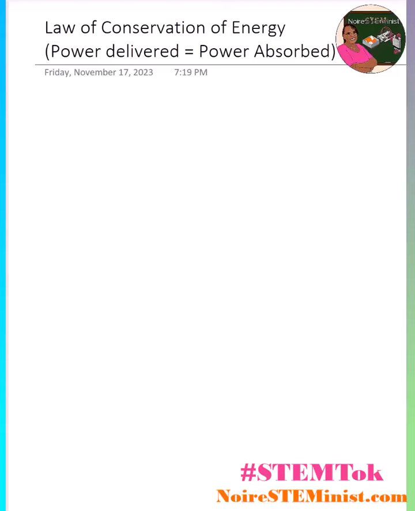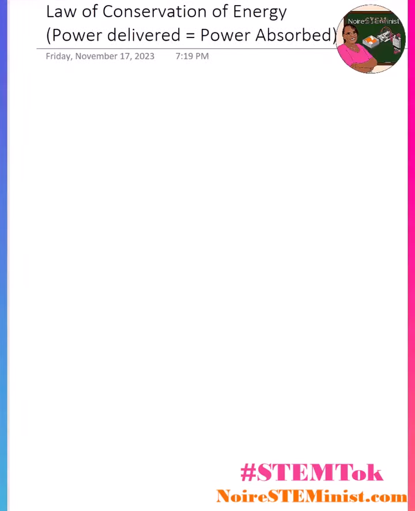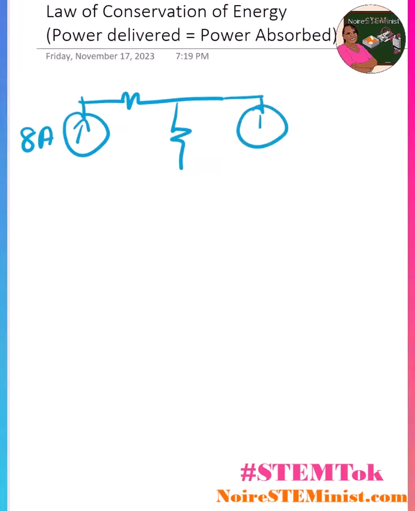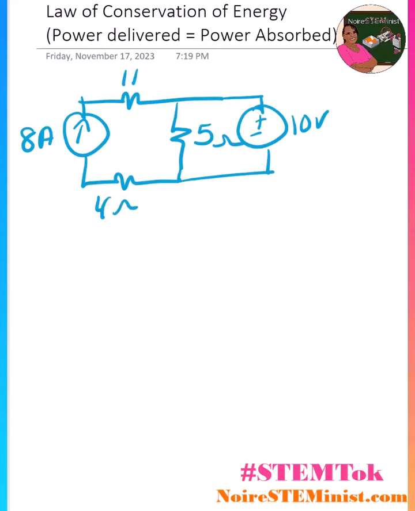Today we will continue our discussion of the law of conservation of energy, which states that energy can neither be created nor destroyed, only transferred. The way we show this in circuit analysis is power delivered equals power absorbed. So now we have a circuit with an 8 amp current source, a 10 volt voltage source, and 3 resistors, a 5 ohm, 4 ohm, and 1 ohm resistor.